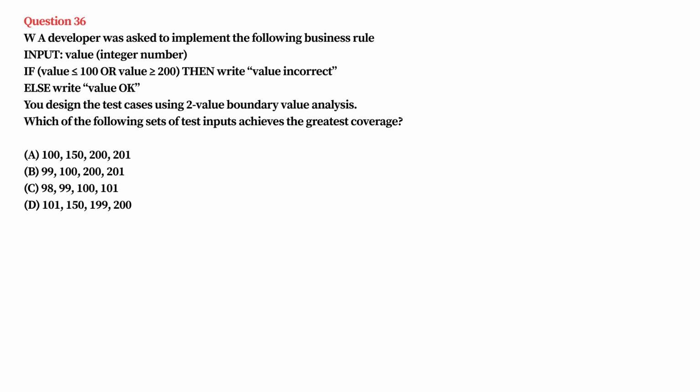Only 100 and 200 are valid coverage items for 2-value BVA, so we achieve 50% coverage. Answer B is not correct. Only 100 and 200 are valid coverage items for 2-value BVA, so we achieve 50% coverage. Answer C is not correct. Only 100 and 101 are valid coverage items for 2-value BVA, so we achieve 50% coverage. Answer D is correct. 101, 199 and 200 are valid coverage items for 2-value BVA, so we achieve 75% coverage.